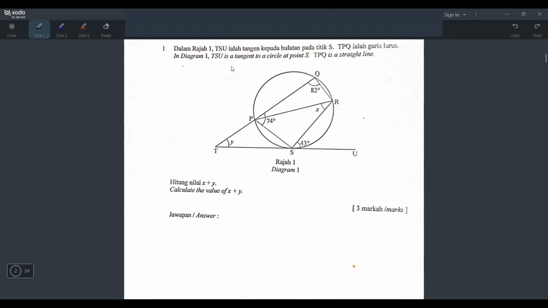In diagram 1, TSU is a tangent to a circle at point S. Tangent means the line will only touch the circle at one point. So if you look at this circle, they say TSU is tangent, right? It means this TSU line will touch this circle at only one point, and it's at point S. And this point S, we call it tangent point. Okay, but I will erase this lah. But you should know it's called tangent point.